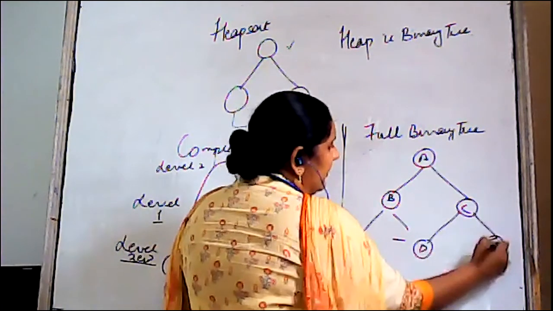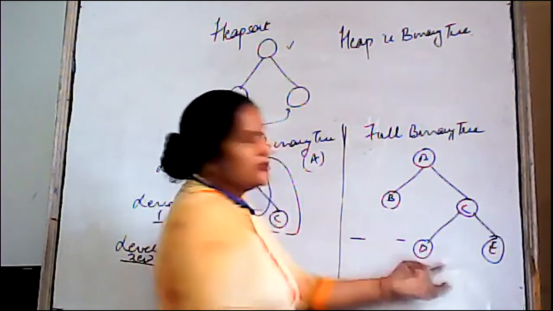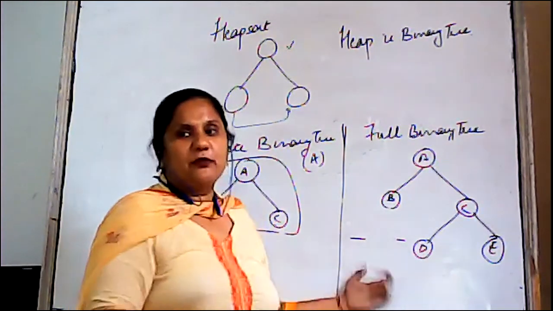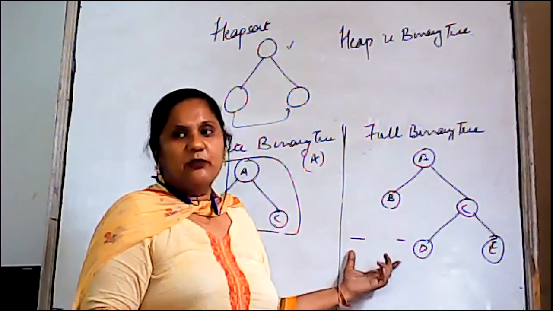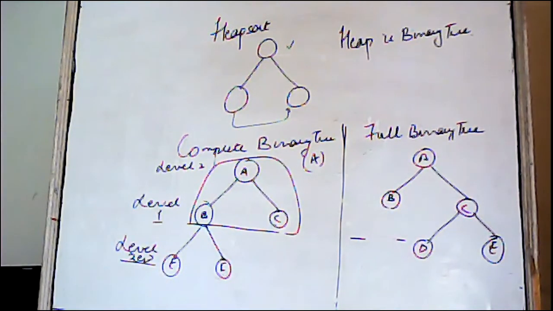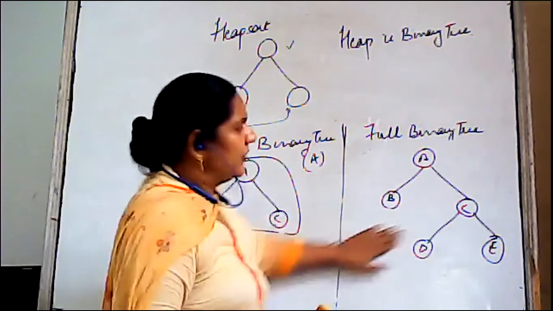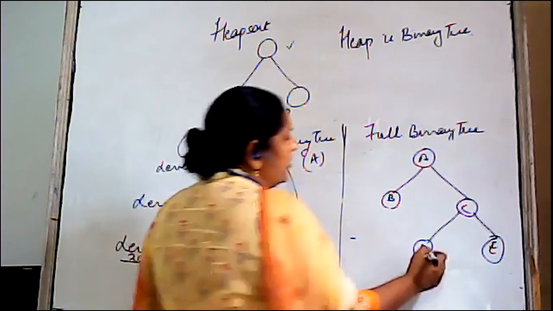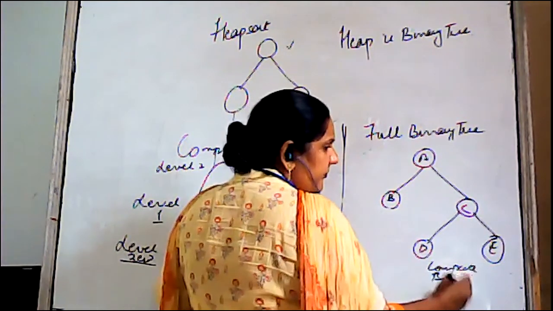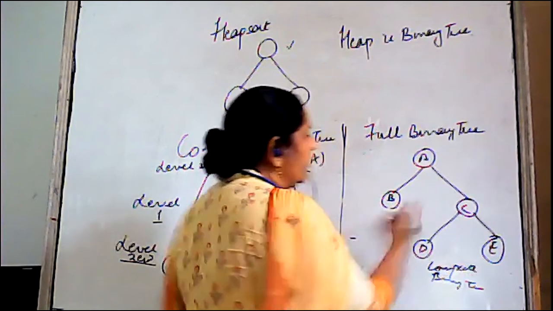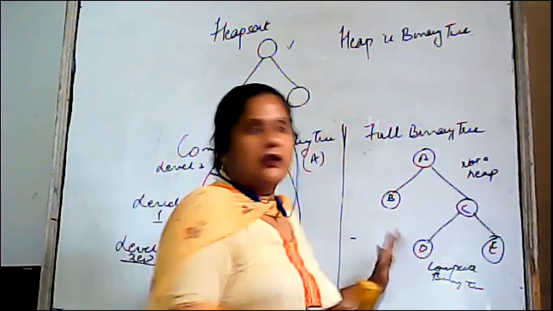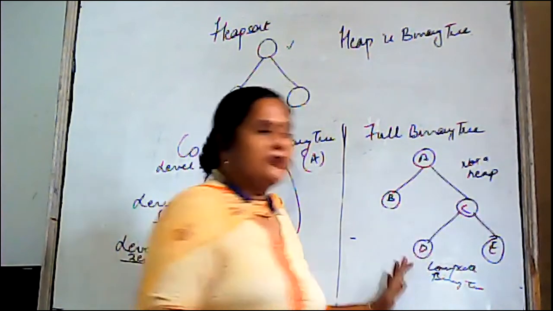Supposing E would have been here, now you will say C has two children, but it should be filled from left to right. We cannot fill the right side first before the left child. So it has to be filled from left to right, not from right to left. So this is also not a complete binary tree. It is not even a heap. A heap is a complete binary tree.